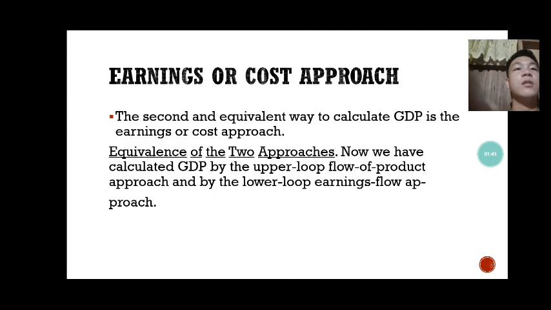So, the earning or cost approach. The second and equivalent way to calculate GDP is the earning or cost approach. Equivalence of the two approaches: now we have calculated GDP by the upper loop, the flow of product approach, and by the lower loop, the earning flows approach.